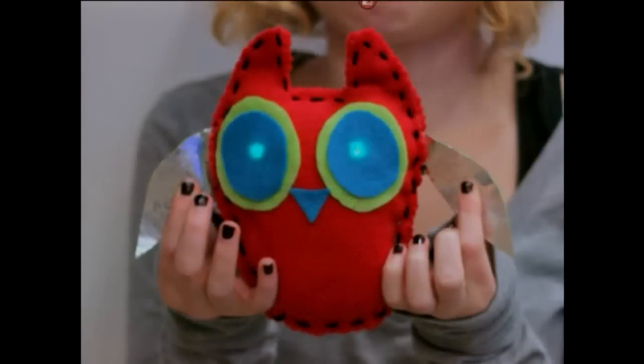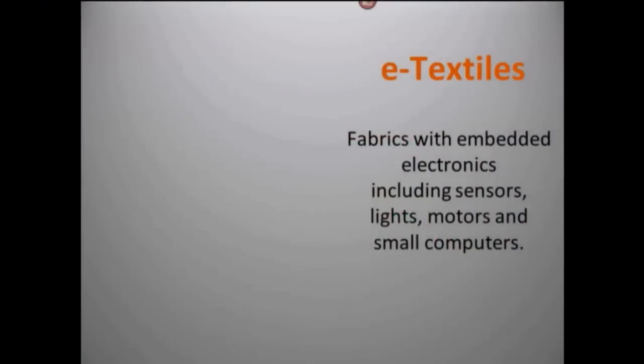Here is one girl's monster owl. She made its wings sensitive. When she pinches them, the eyes light up. She also programmed her owl to play a song that she composed. E-textiles can get pretty wild. This laser dress lit up a fashion show in London. E-textiles are fabrics with embedded electronics, including sensors, lights, motors, and small computers.